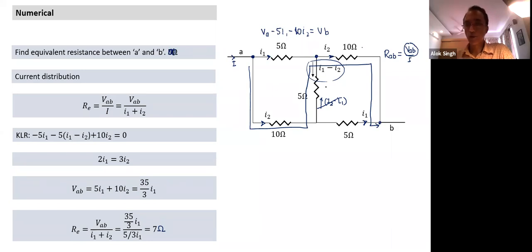So we have taken the left loop. Had we taken the right loop, would you get the same equation? The right loop will also give the same equation. You just try this one. If you write the equation here for the right loop, do you get the same equation? You get the same equation.